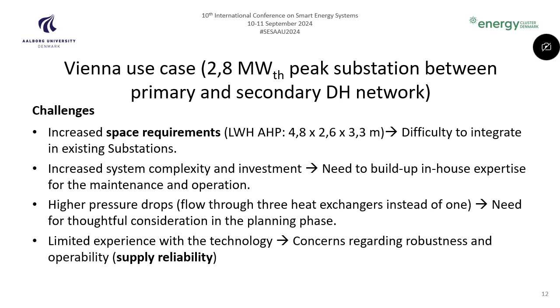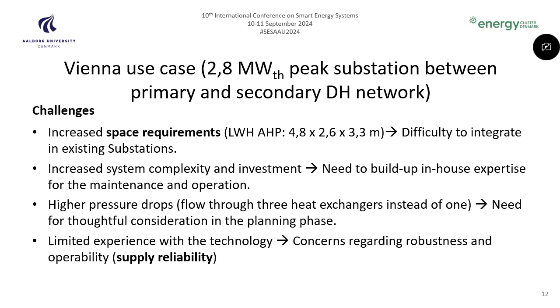Although the absorption heat exchanger concept has been positively evaluated, there are several challenges that are currently slowing down the realization of a pilot project. The most important one is the space requirements. The absorption heat pump requires an additional 15 square meters of space, and finding existing district heating substations with sufficient room for this addition is a challenge for us now. There is also increased investment and complexity, which requires training personnel to operate and maintain the new type of substations.